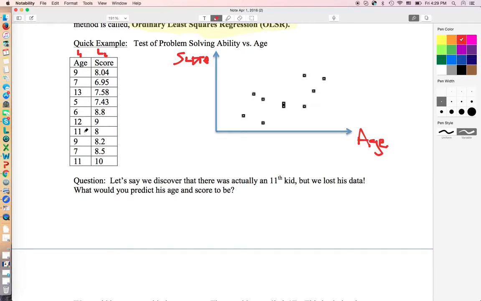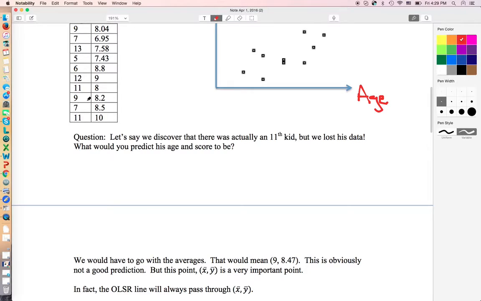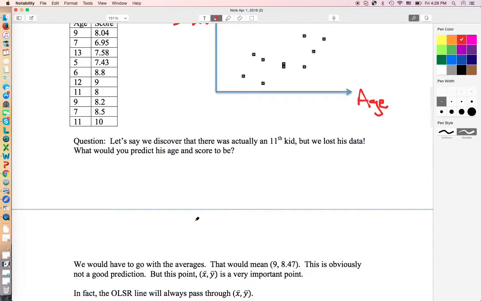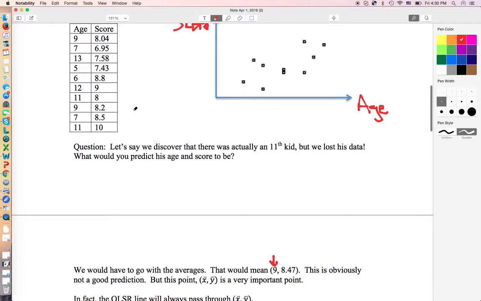So what I mean by that is we should think about, if we know nothing about the missing kid, what's the average age for all the kids in their sample? The best guess we could come up with would be the average. So if we had wanted to guess his age, we should do a one variable statistics L1, and when we do that, we would find out the average is 9. So my best guess for that kid's age would be 9. And my best guess for a score would be the average of all of the scores. So I would do one variable statistics L2, and I would find out that the average score is 8.47.